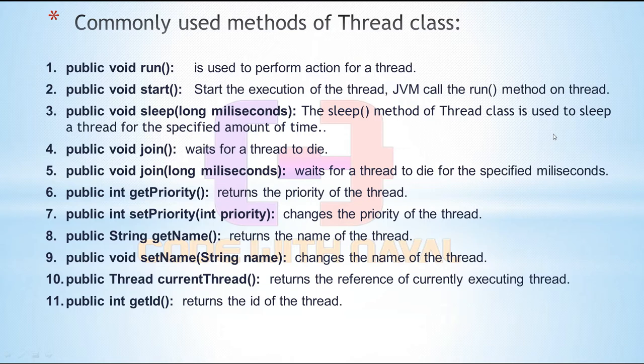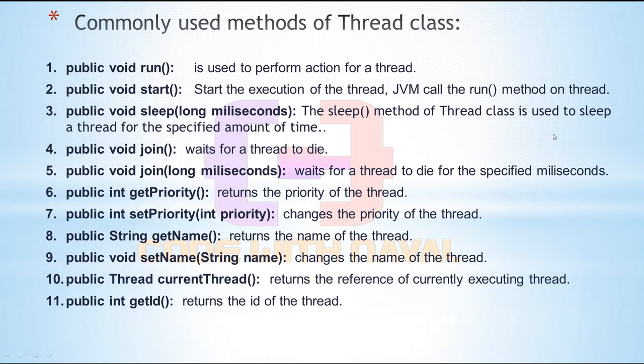Then we have the sleep method. Here we pass milliseconds, and for that particular time the thread goes into a sleep state. Then we have the join method. By using the join method, we can join two threads, and when the first thread completes, only then does the second thread start. This join method waits for the first thread to die. Then we have join with milliseconds. This will wait, but not for the first thread to complete totally. It will wait for some time. If the first thread dies, okay, and if it does not die, then the second thread continues its execution.